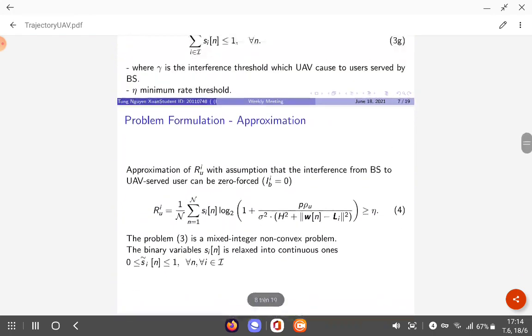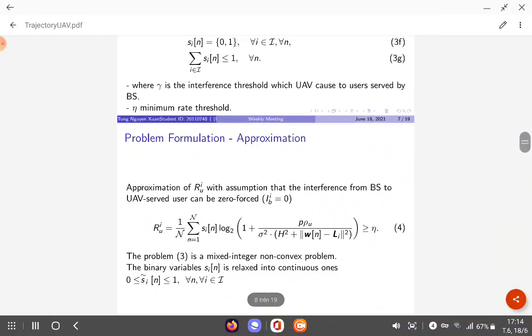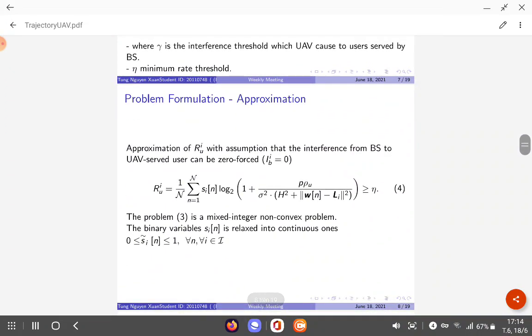So we can see that this problem is a non-convex optimization problem. To solve this problem, at first, to deal with the mixed integer non-convex problem, I will relax the time slot variable into a continuous one from 0 to 1. However, this problem is still hard to solve. So I will iteratively solve for one variable at a time. At first, I will fix the location of the UAV and solve the time slot allocation. Then fix the time slot allocation and solve the trajectory optimization.